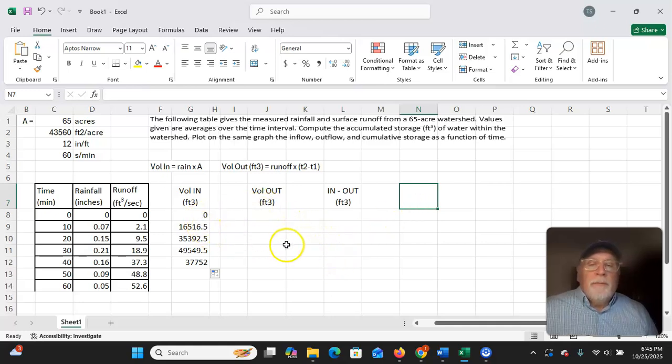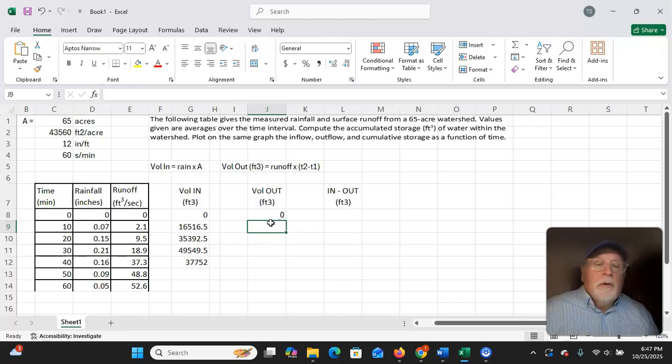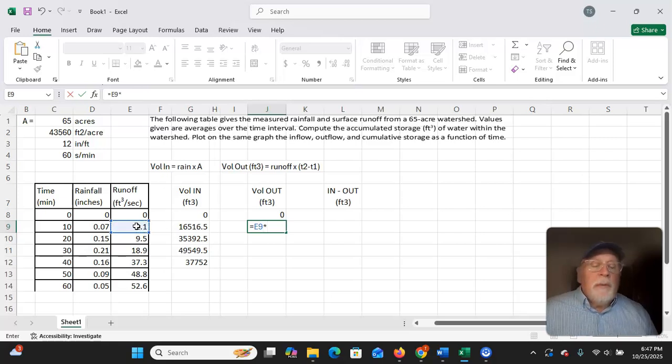That's the volume in. The volume out is then the runoff. First one's just going to be 0. So this next one is going to be the 2.1 cubic feet per second times the time period of 10 minutes. And these are all 10 minutes, but in case I had irregular time steps, I'm going to take it times this one, 10 minus 0.